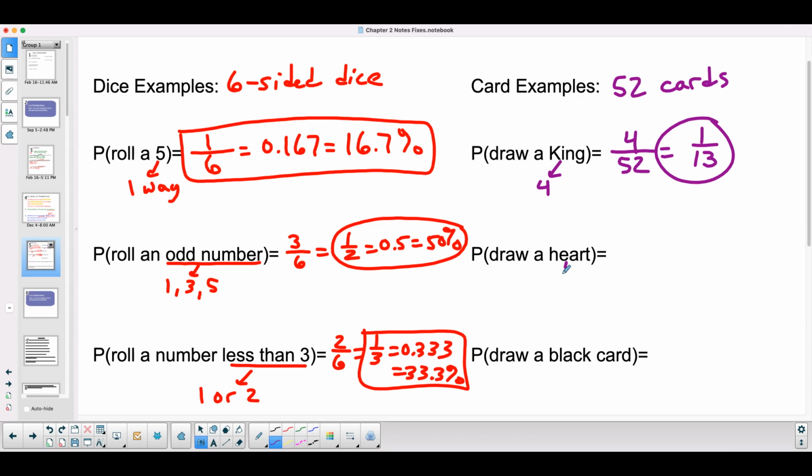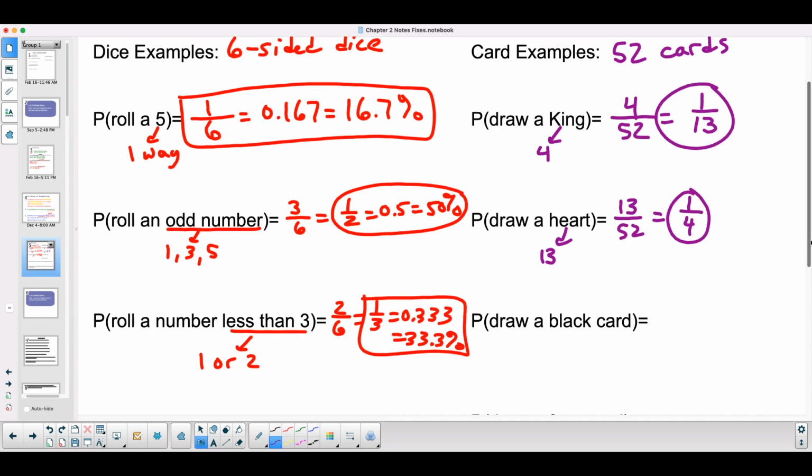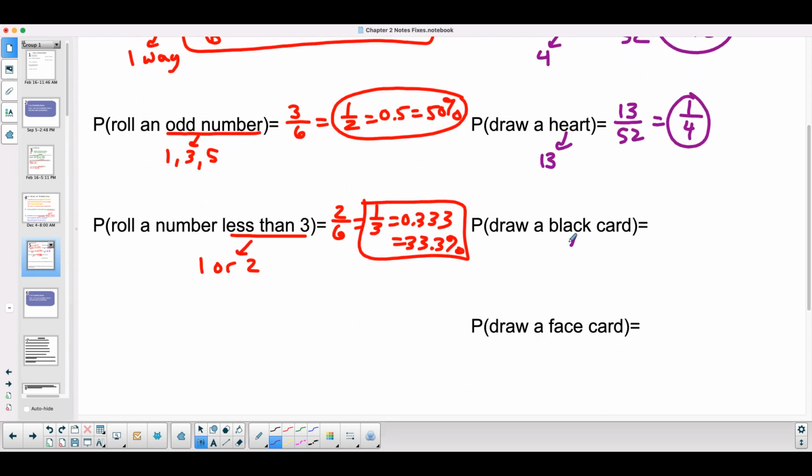Drawing a heart. There are 13 of those, 13 hearts in the deck. That's one of the suits. So that's 13 over 52, but that reduces to 1 over 4. And I'll just stick with fraction answers this time. Drawing a black card. So that's half of them. There's 26 blacks, 26 reds. So 26 out of 52, which is 1 over 2. There's a 50% chance that you draw a black because half of the cards are black, half of the cards are red.